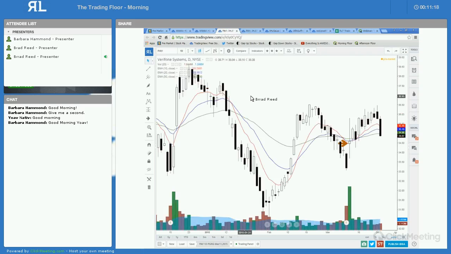Here's another one I'd like to walk through, on Verifone Systems. Our good friend Prasad absolutely crushed this one. This was a perfect gap and go.